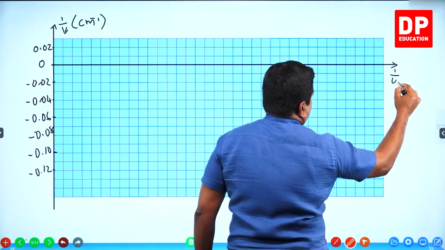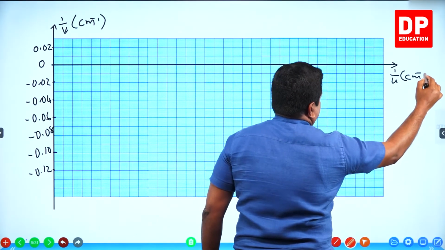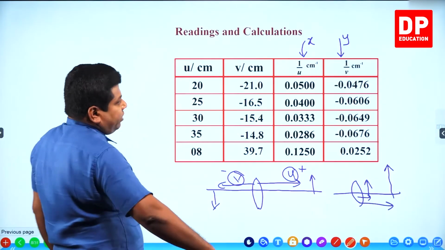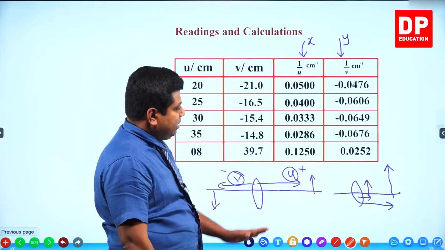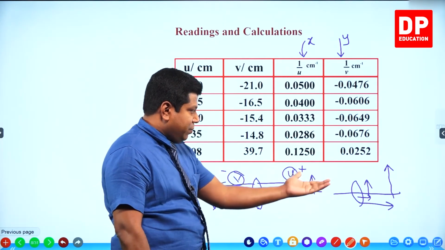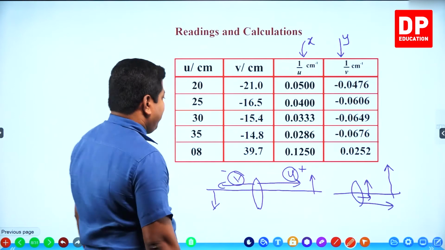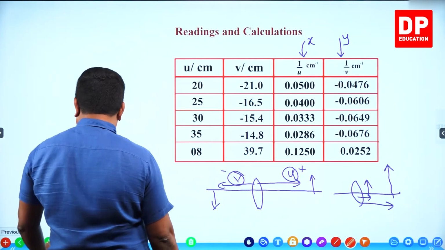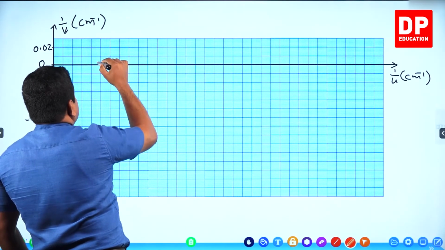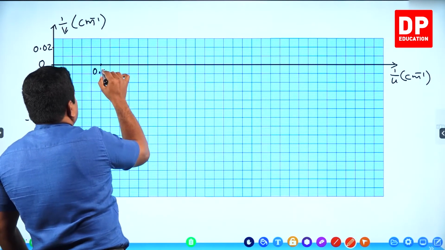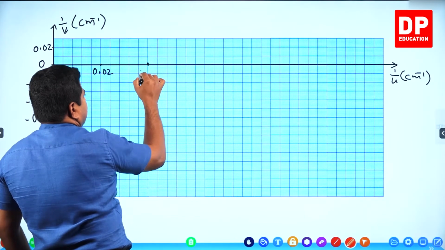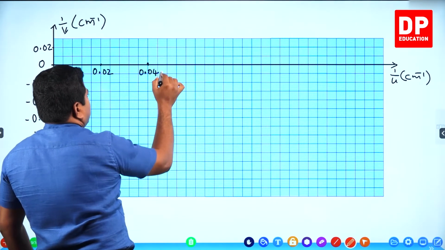1 over u, centimeter minus 1. The scale I have to take, you can look at the x-axis. I have as low as 0.0286, maximum 0.1250. What we will do, 2, 3, 4, 5 sections, I will mark it as 0.02. 1, 2, 3, 4, 5 sections, another 0.02.